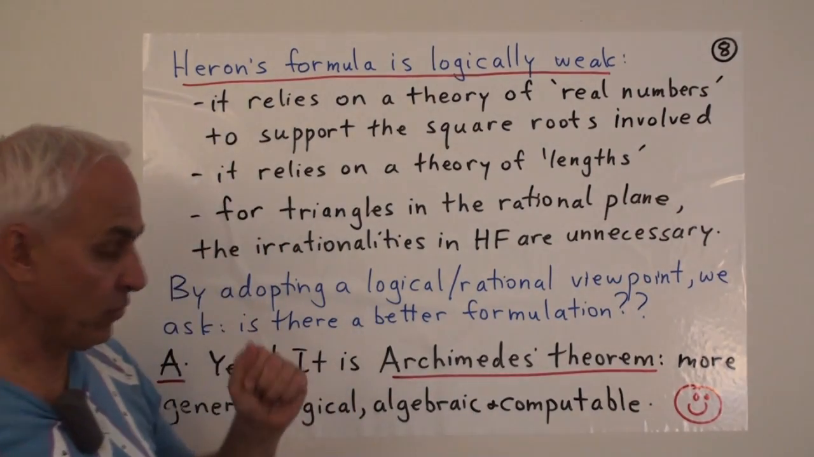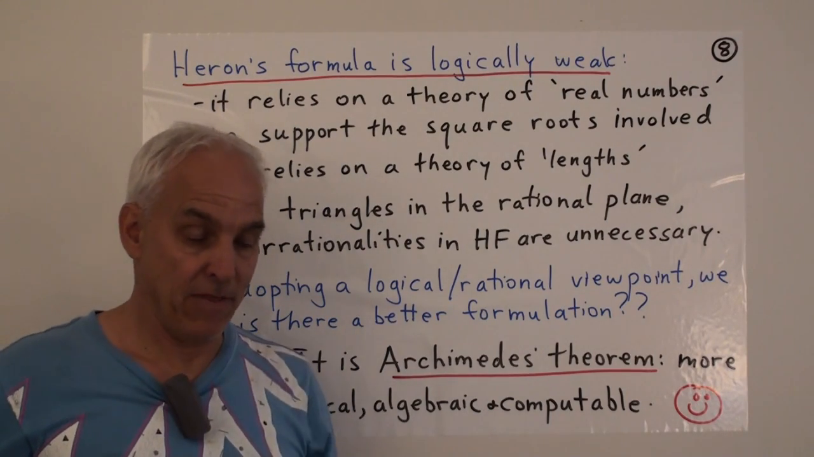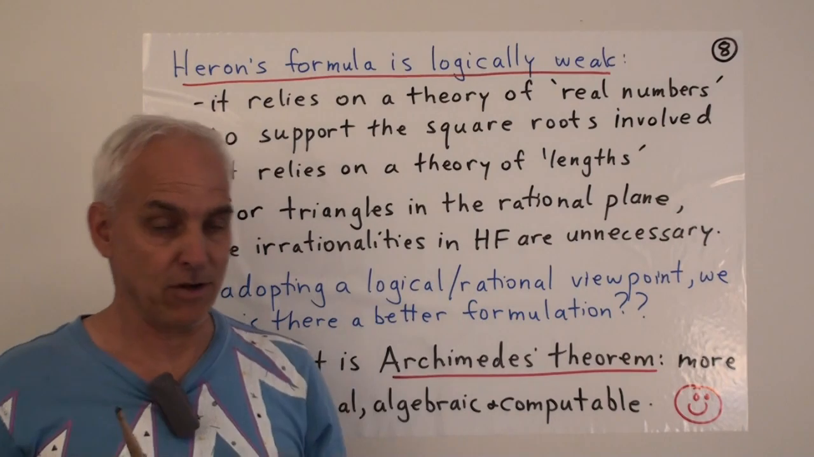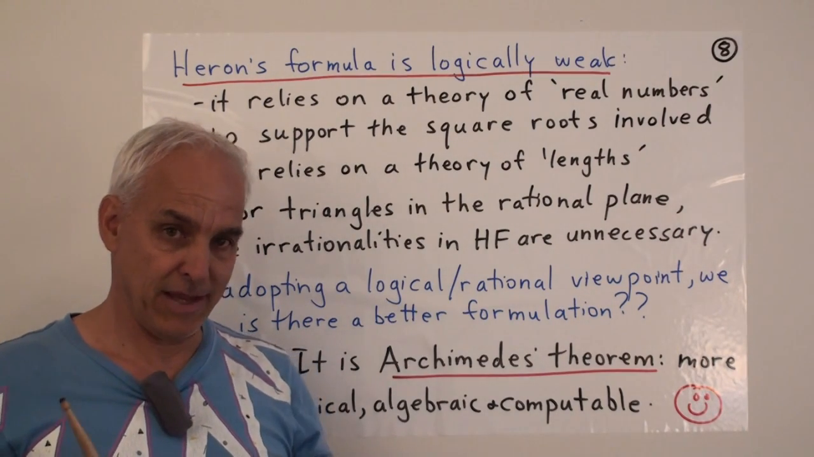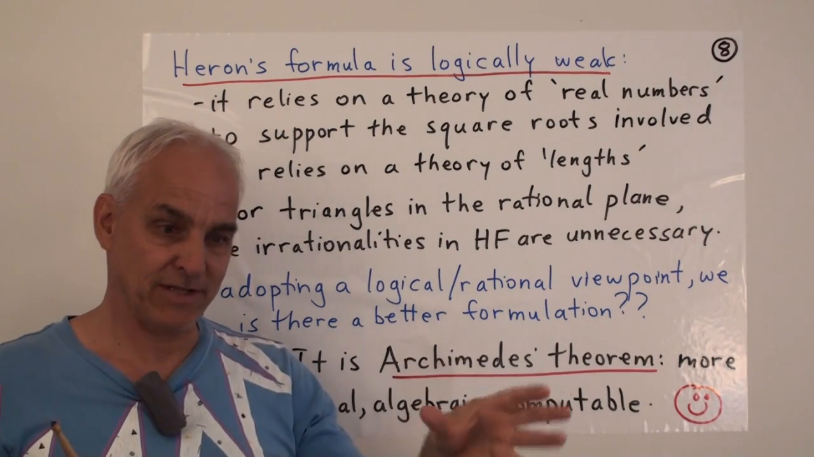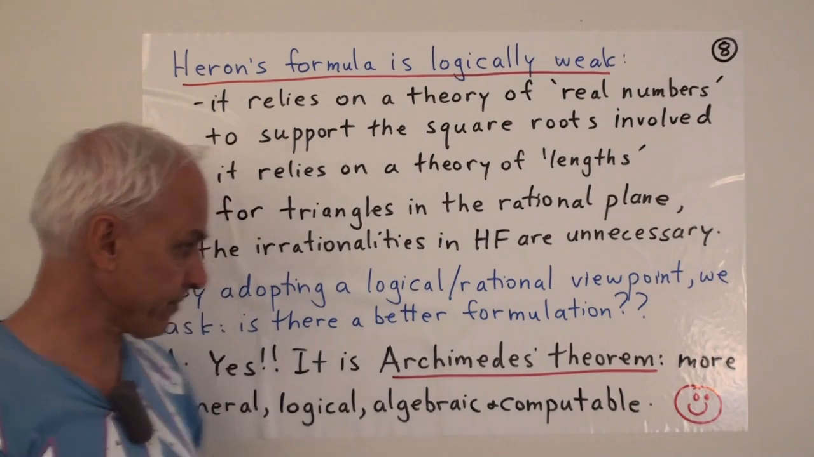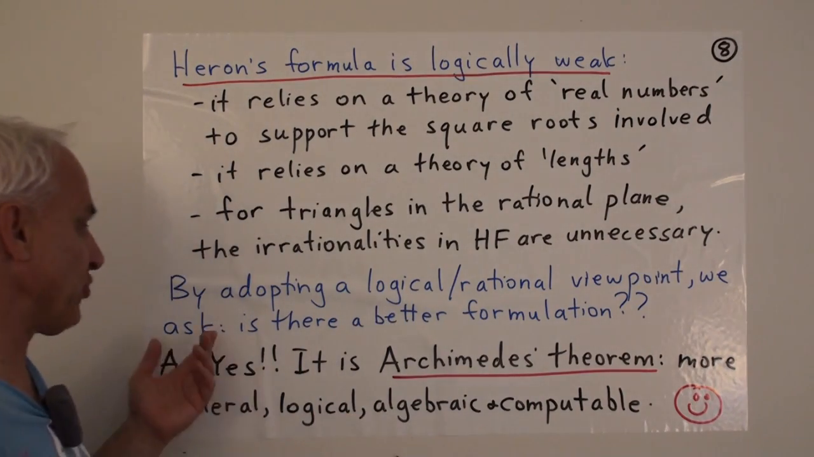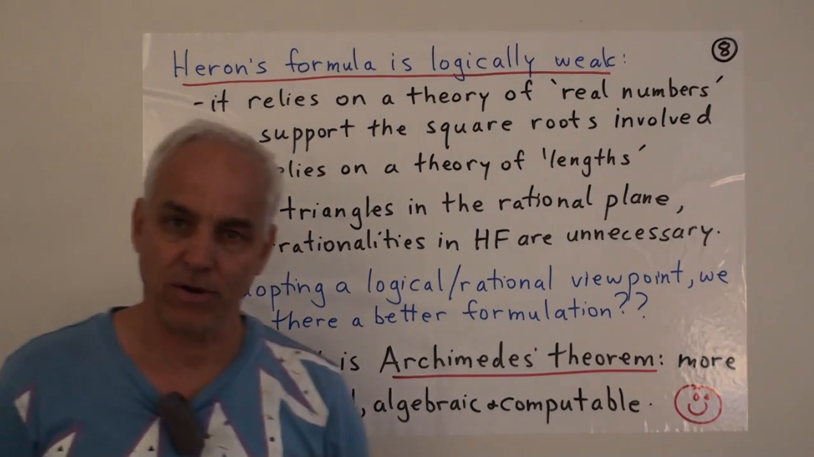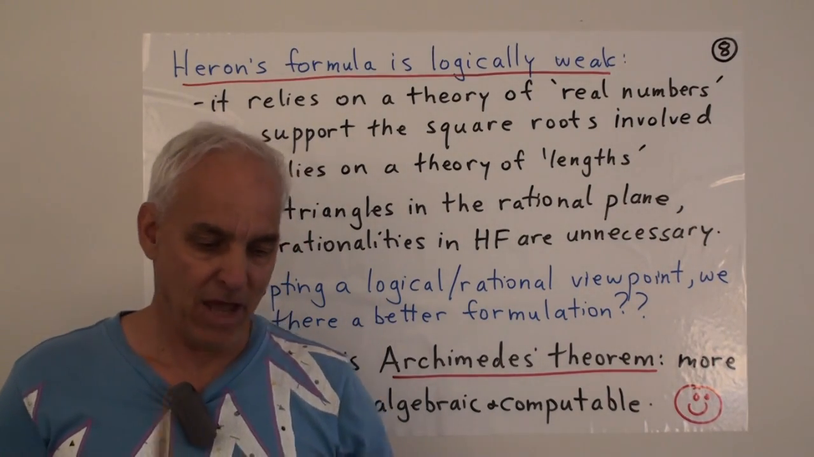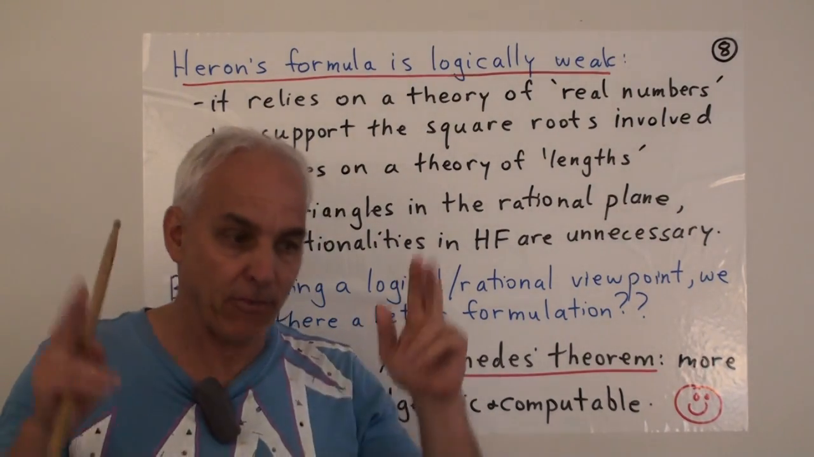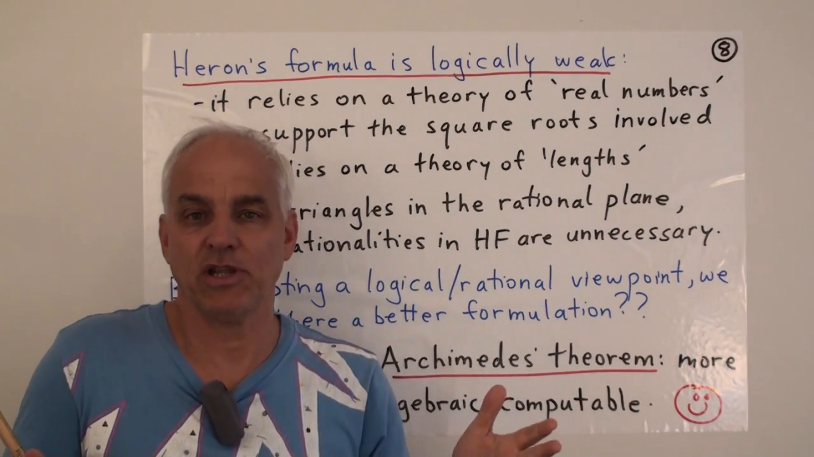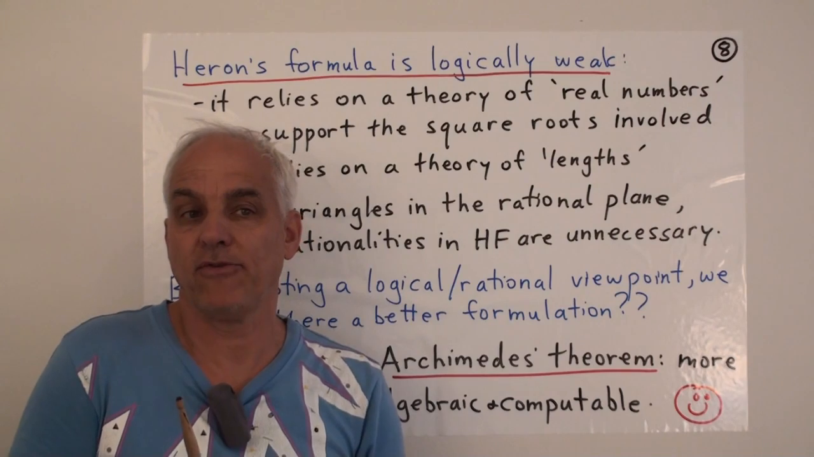And in fact, if you look at proofs of Heron's formula, they often involve other transcendental circular functions like cosines and sines and so on. So the logical difficulties with those things are also incorporated. By adopting a logical or rational viewpoint, we naturally ask, is there a better formulation? If you have the point of view that irrational numbers are okay, you don't ask to question this. You just say, okay, that's the way it is.